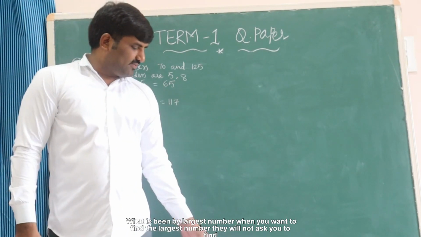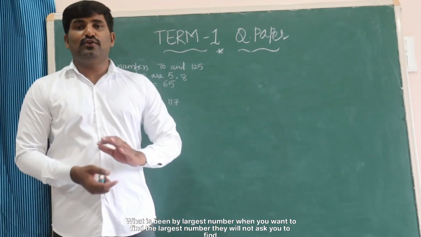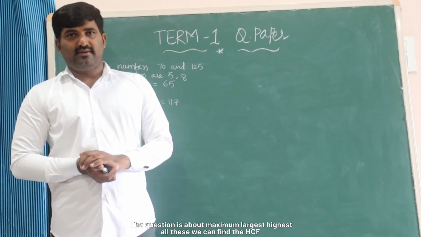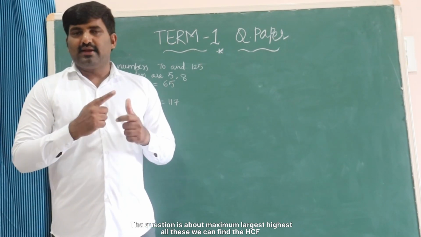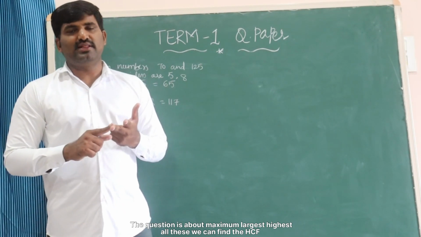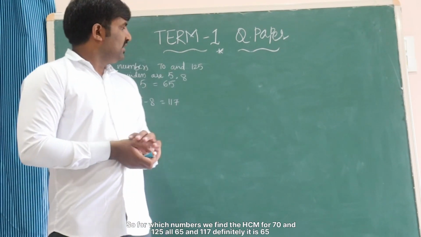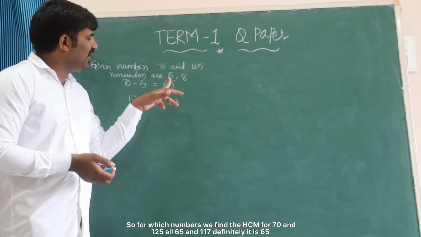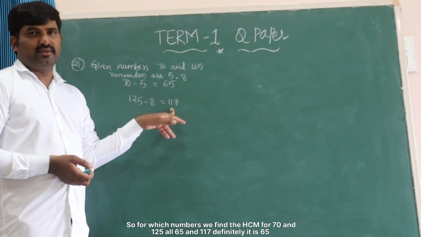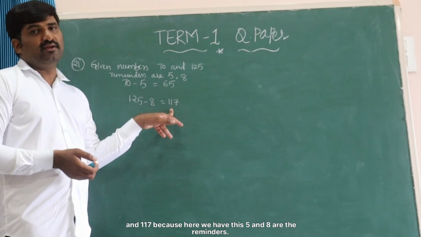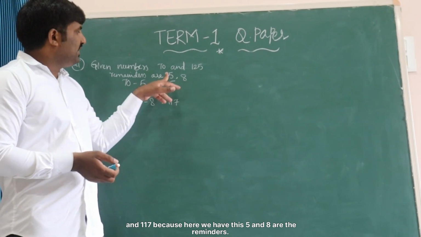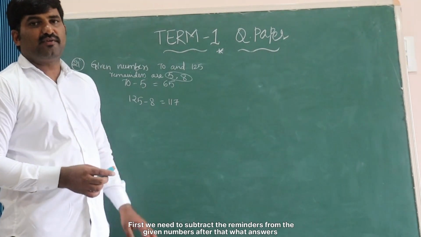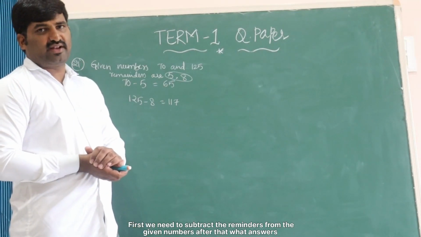Find the largest number. What is meant by largest number? When the question is about maximum, largest or highest, we find the HCF. For which numbers will we find the HCF: 70 and 125, or 65 and 117? Definitely 65 and 117, because 5 and 8 are the remainders. First we need to subtract the remainders from the given numbers.